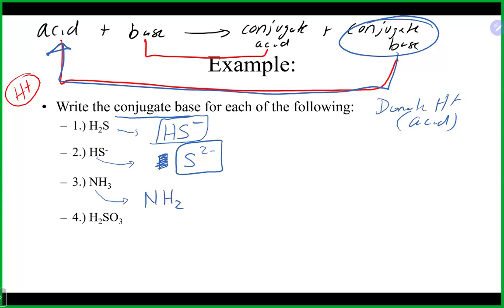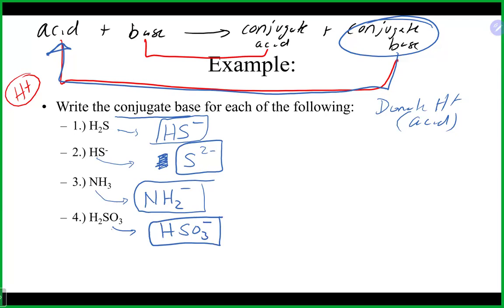Once again, though, we did start as neutral, which means when we lose the positive charge, we become one more negative. We do need the negative charge on top of that. And lastly, going to lose a hydrogen, leaves us one hydrogen, SO3, and going to become one more negative, which will give us HSO3 minus.